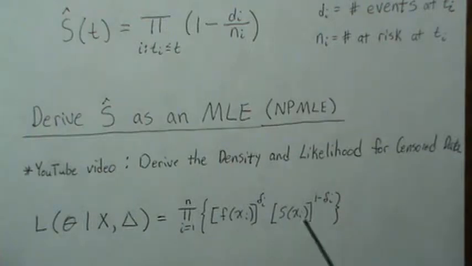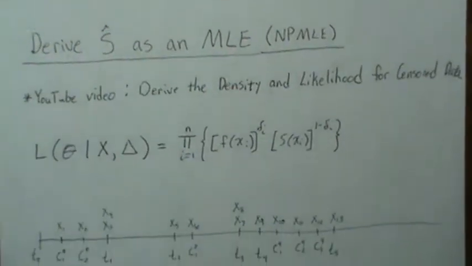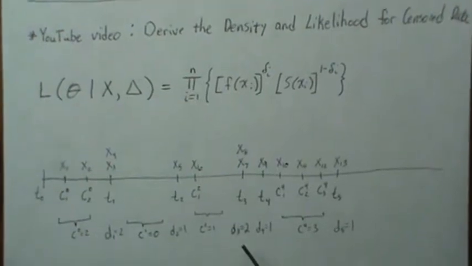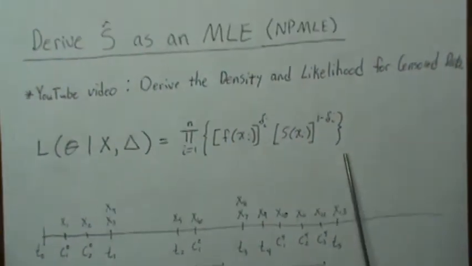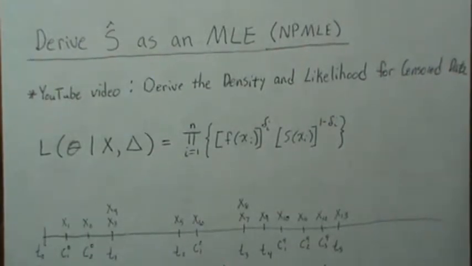So this is the product of several things. And I like to take complicated things and try to simplify them. And so what we're going to do is we're going to look at this as a timeline. So we have T0, which is time 0. And then we have events, X1, 2, 3, 4, all the way up to 13.